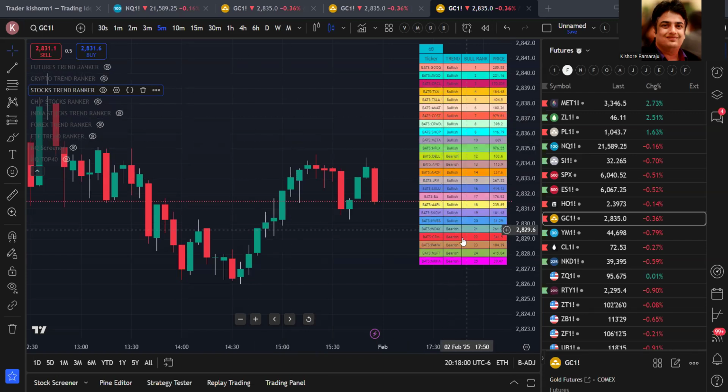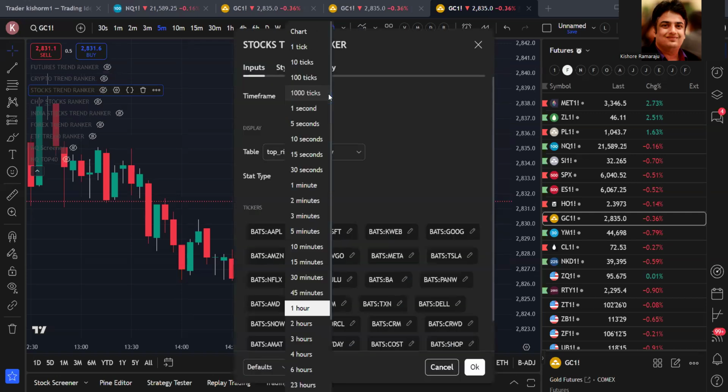Or maybe you want to hold them for more than a week or so, then instead of 1 hour, you can use the daily time frame. Then it will tell you which are the most bullish and bearish tickers on the daily time frame. Like that, you can use whichever time frame you want. But for day trading, I suggest 15 minutes. For swing trading, for 1 or 2 days hold, use 1 hour. If you want to hold for more than a week, use the daily time frame.